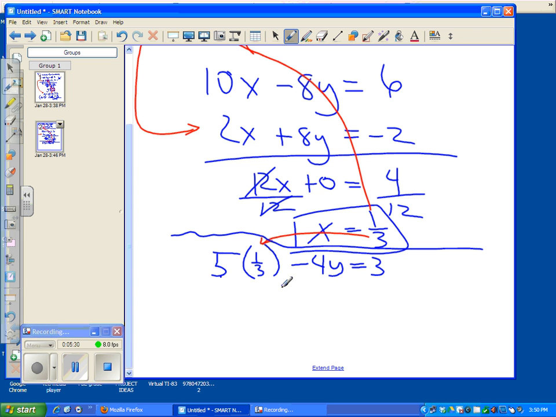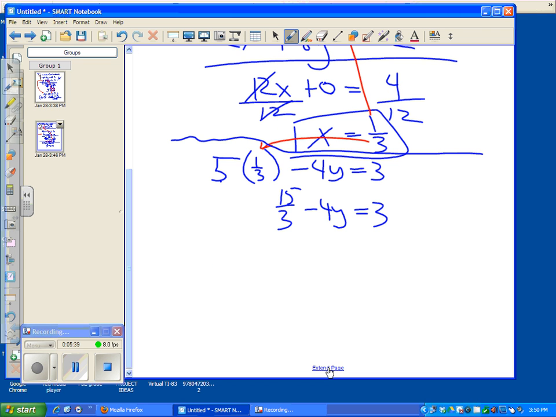This becomes 15/3 minus 4y is equal to 3. 15/3 can easily be reduced to 5 minus 4y is equal to 3. Notice I didn't skip any steps or didn't do anything in my head. Minus 5, minus 5, minus 4y is equal to a negative 2.